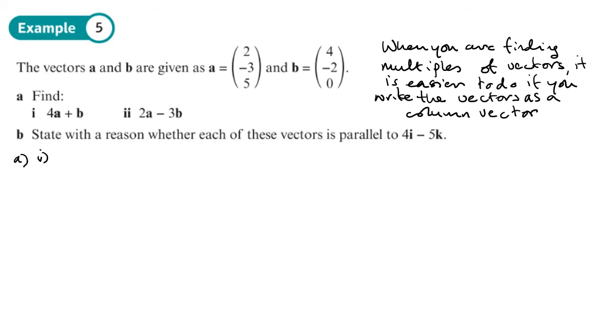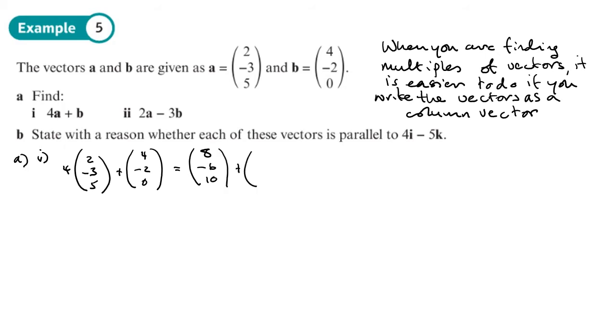So the first part of part A basically means 4 lots of A, so we can write it like this, plus B, 1 lot of B. So it's nice and easy to work out the first one. You just multiply the numbers in the brackets by 4, and then we're going to add these ones, 4, -2, 0, and then we'll get 12, -8, 10. Yeah, boom, easy.